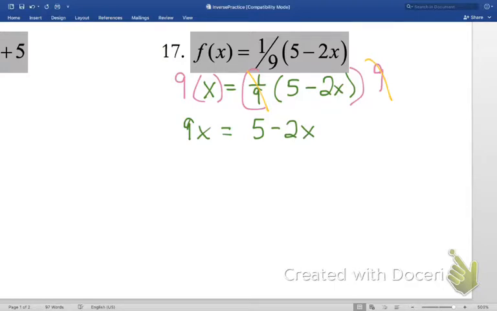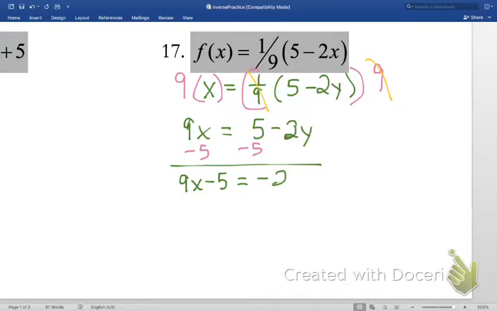So we've got to get rid of the 5. The 5 is positive, so I'm going to subtract the 5 from both sides. So I now have 9x minus 5 equals negative. Oh wow, how'd we end up with 2 x's there? You guys probably think I'm going crazy. Let me change that to a y. Yes, we're solving for y, negative 2y.